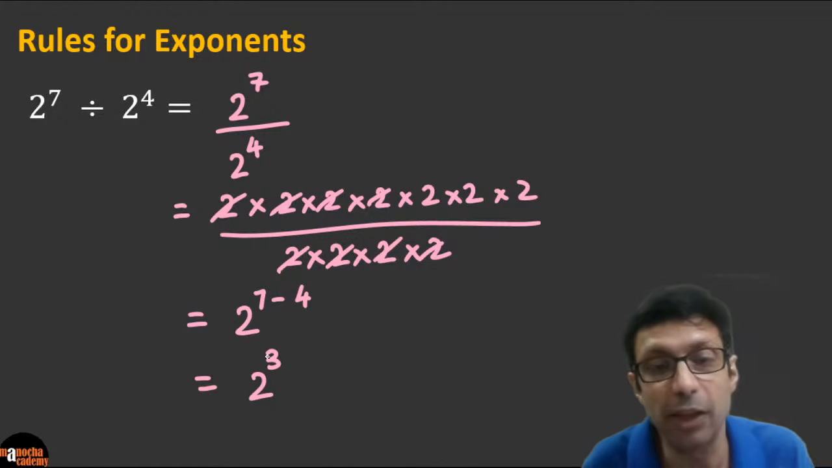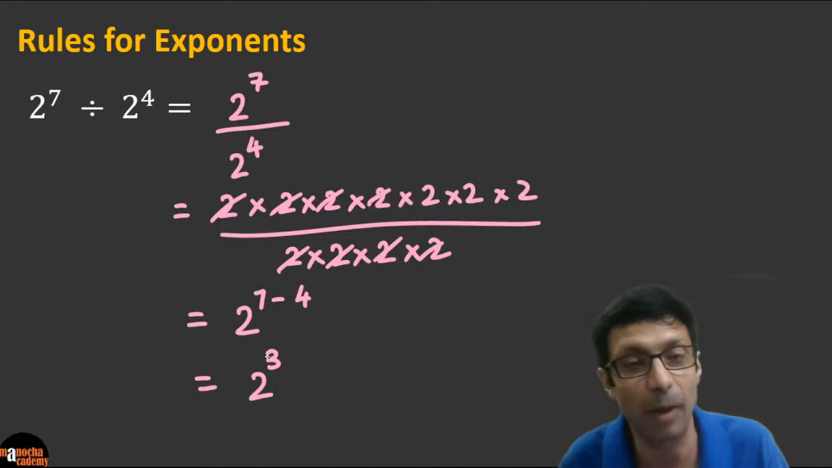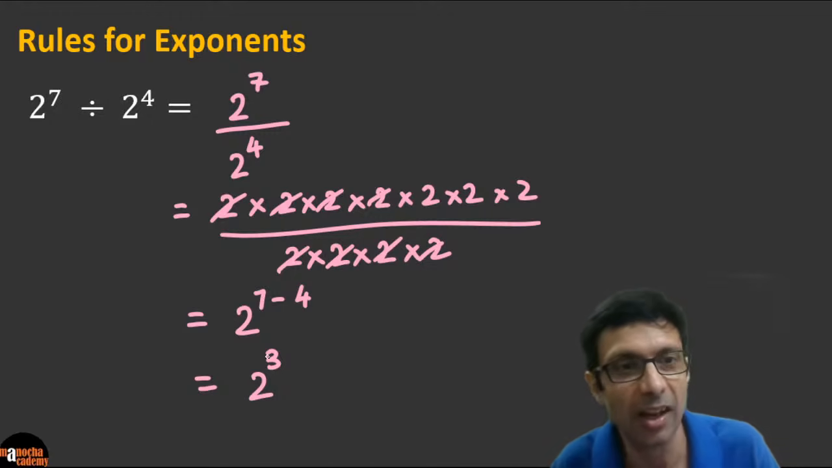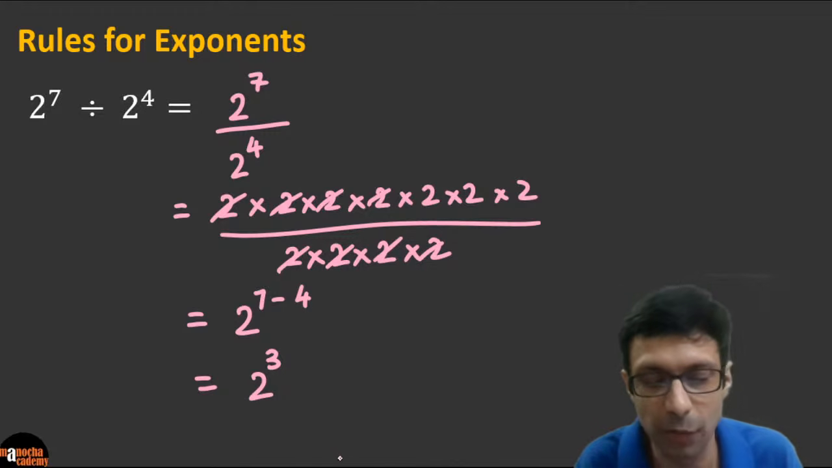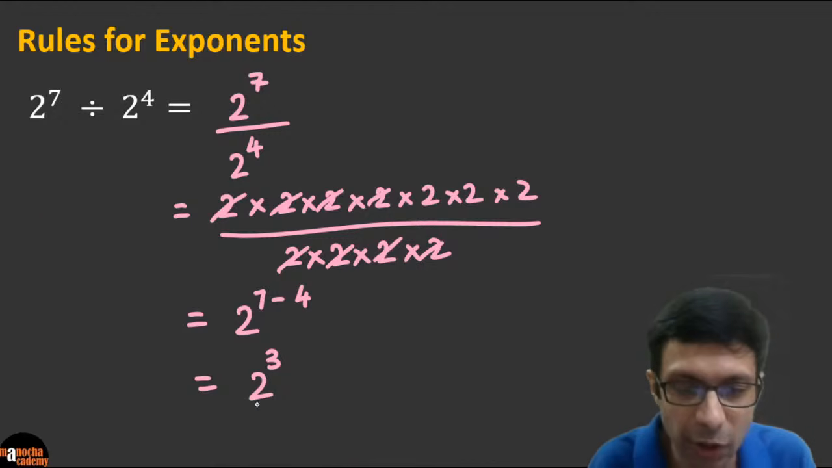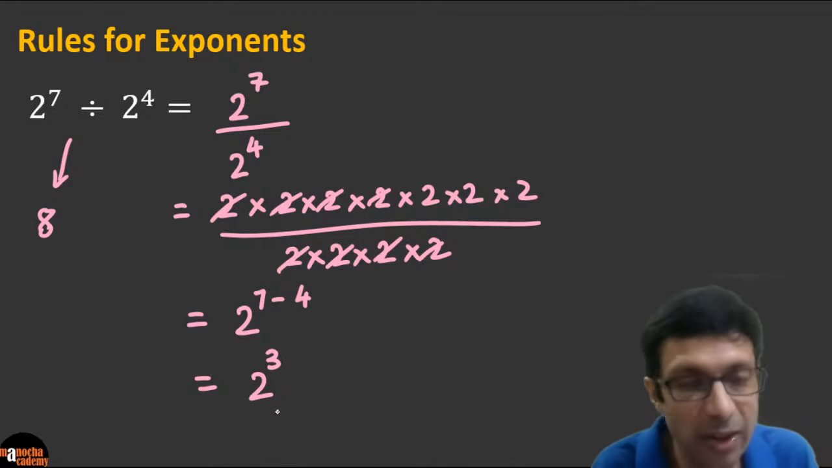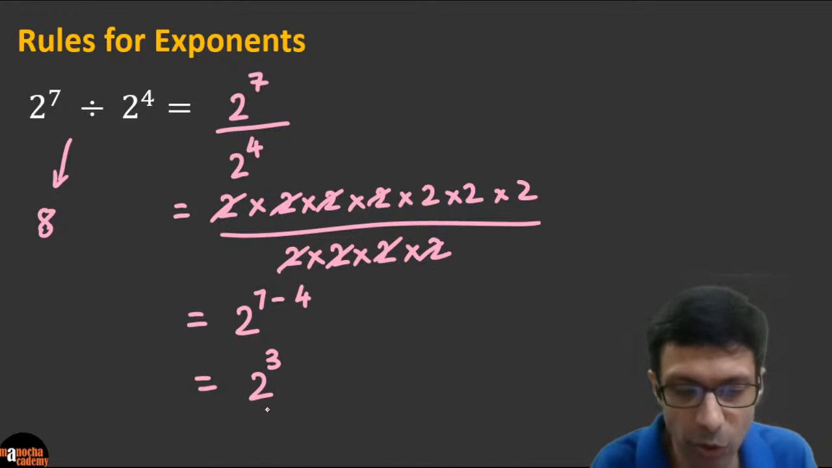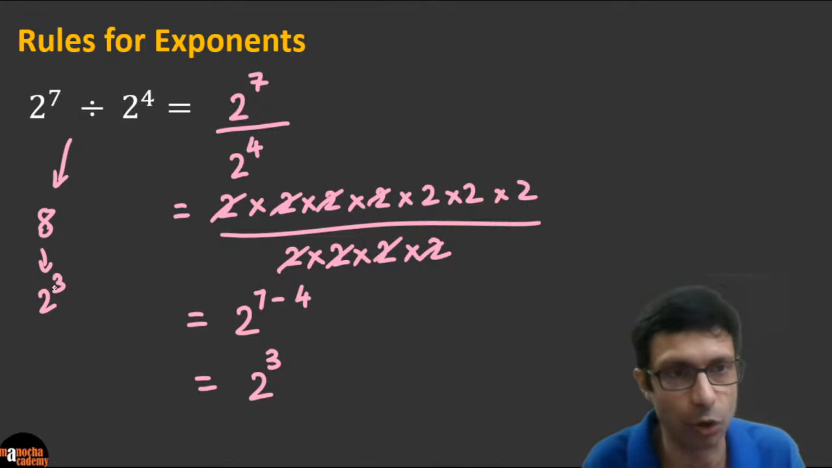So when you're doing division with the same base, you're basically subtracting. Previously for multiplication, we were adding the powers. Here we are subtracting the powers. So we get 2 cube, right? Which is of course the number 8. And you can do the division and check also, right? So if you divide these two numbers, you're going to end up with 8. So our answer is correct here, right? Very good. Because 8 is basically 2 cubed. So you can check it also, right?